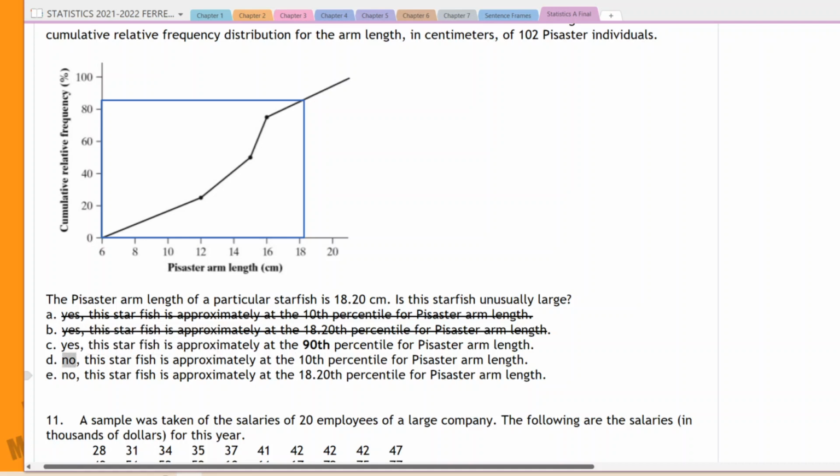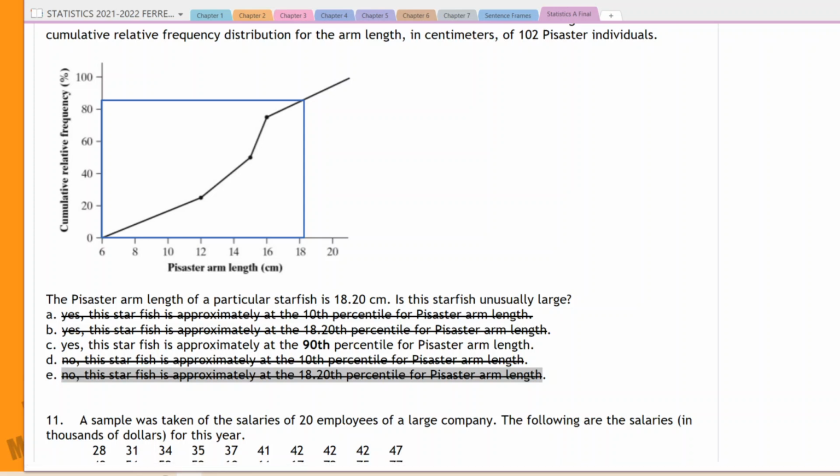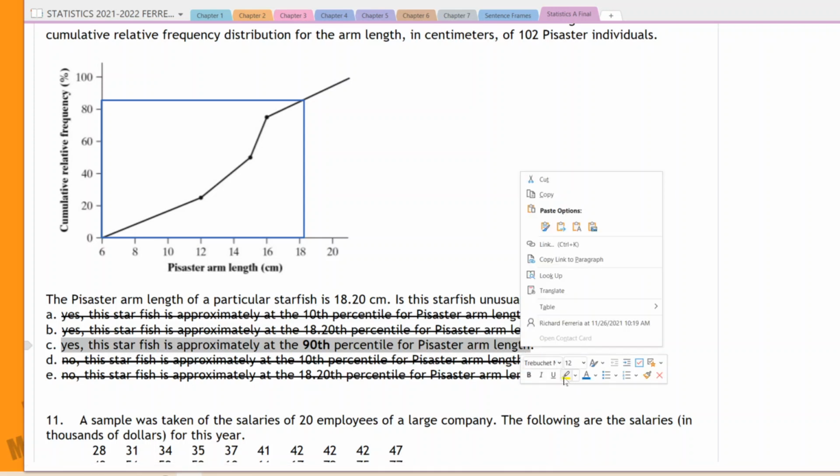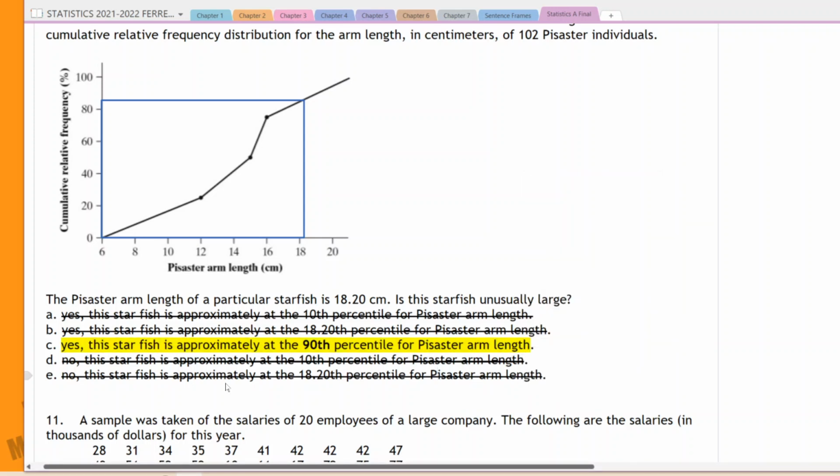Letter D, the starfish is approximately at the 10th percentile. No, it's not at the 10th percentile. And letter E, the starfish is approximately at the 18.2nd percentile. 18.2th percentile? And no, that's not correct. And just by eliminating based on the percentiles, the only answer here which is viable is this letter C. Even though we estimated the percentile to be 85, the rest of these are really far away from the 85th percentile. So that has to be correct.